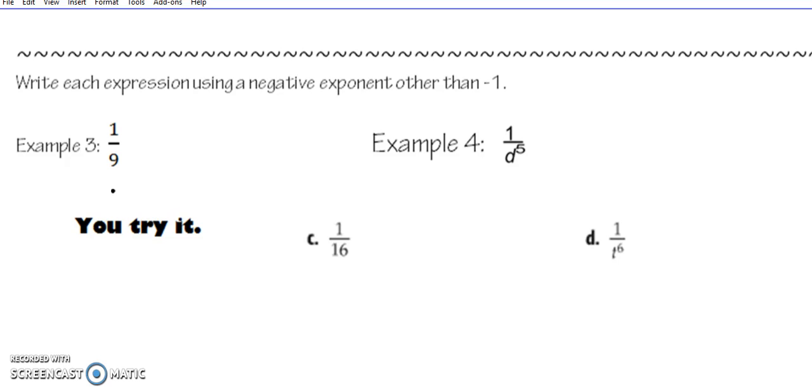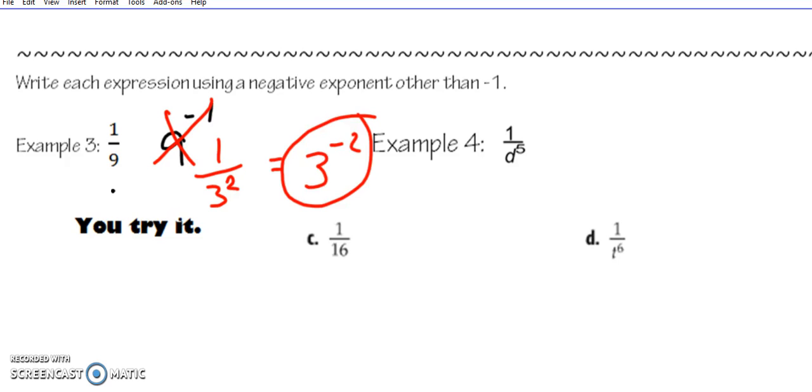Okay, now we can do this, but read the instructions here. Write each expression using a negative exponent other than -1. So they don't want to see this. We have to figure out what they are looking for. Well, 9 is a perfect square, so it's really 1 over 3 squared. Now we can do it with an exponent other than -1, which would be 3 to the negative 2 power. Okay, example 4.